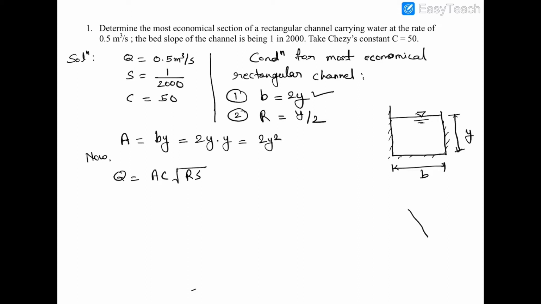In case of a trapezoidal channel, this slope is called side slope. And suppose this is a longitudinal section of a channel, so this is the bed of the channel, so the slope of this bed of the channel is called bed slope of this channel. In this case, this S is given as 1 by 2000.